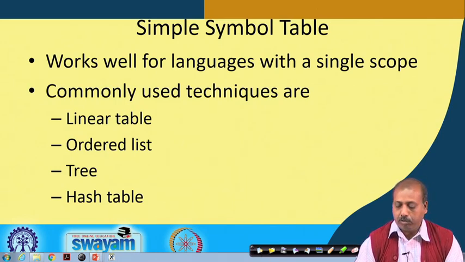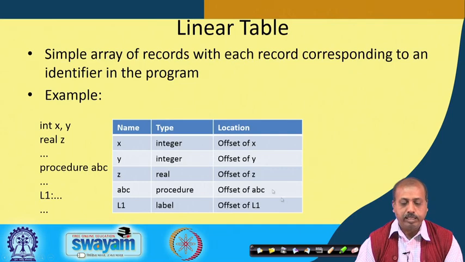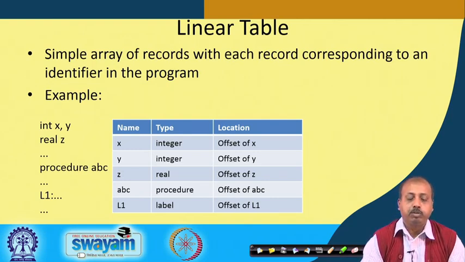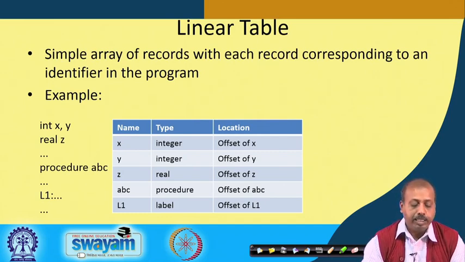Next, if we look into these different table organizations, the first one is the linear table. It is a simple array of records with each record corresponding to an identifier in the program. Here is an example: we have a program with integer variables x and y, a real variable z, a procedure ABC, and a label L1.